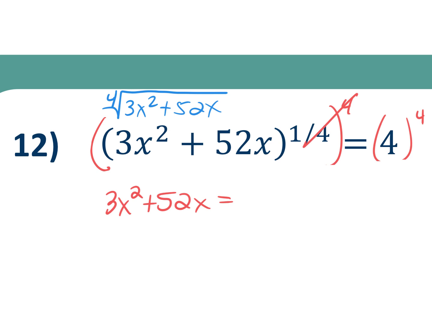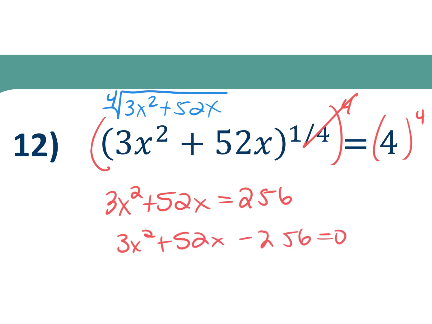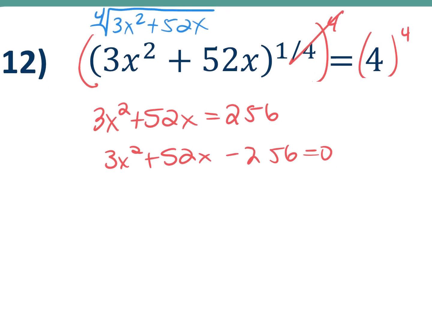Oh, wait. Don't use your calculators. What's 4 to the 4th power? 256. Good. All right. So I have 3x squared plus 52x minus 256 equals what? 0. Are these numbers beautiful and fantastic? No. Let me give you a hint here. You do not need the quadratic formula. You can factor this. You guys figure out my factors.